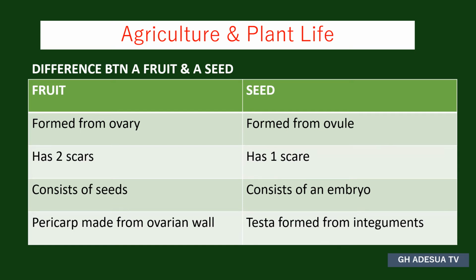Then on the other side, we have the testa. The testa, that's the outermost portion of the seed, is formed from integuments. Now the integuments are within the ovule. The testa is made from these integuments. So these are the differences between a fruit and the seed, and you should be able to remember these easily. You just have to remember one set, then use it for the opposite set.